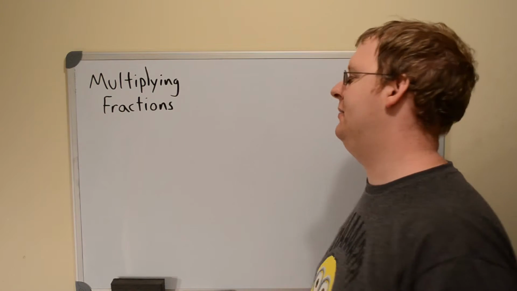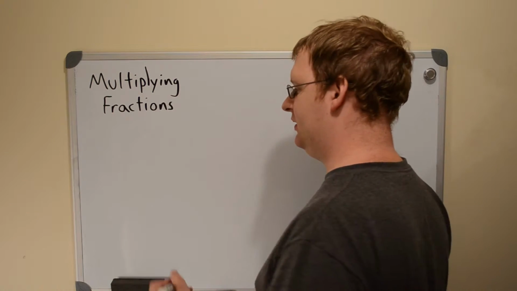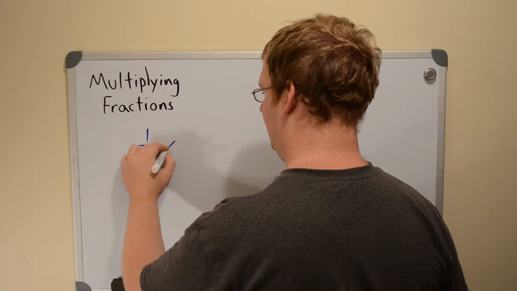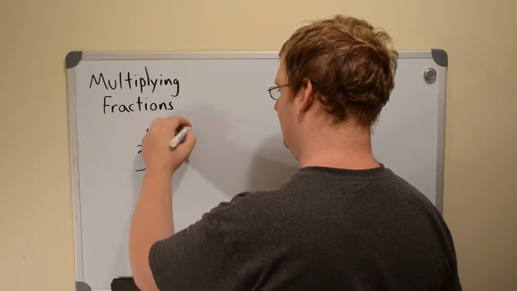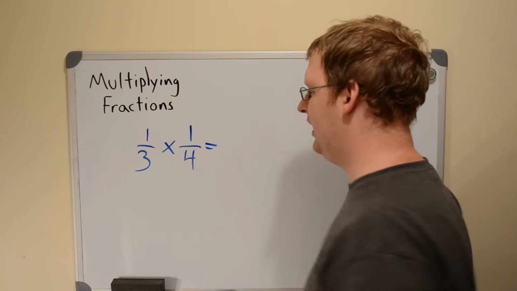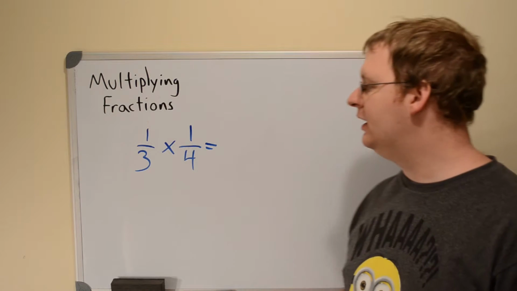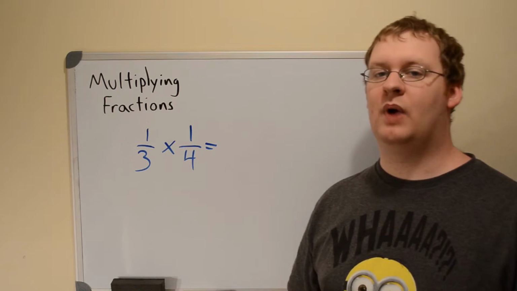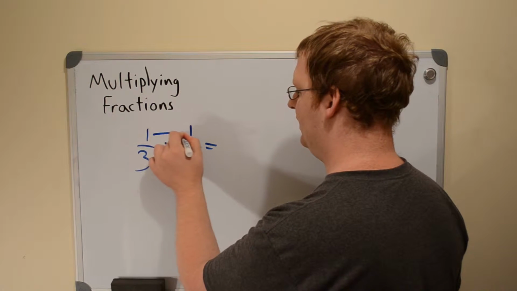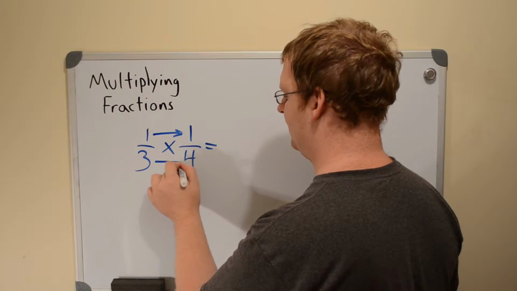I'll show you why. Let's say you've got a set of fractions, 1/3 times 1/4. And you want to find out what happens when you multiply 1/3 with 1/4. Well, all you have to do is just multiply straight across.